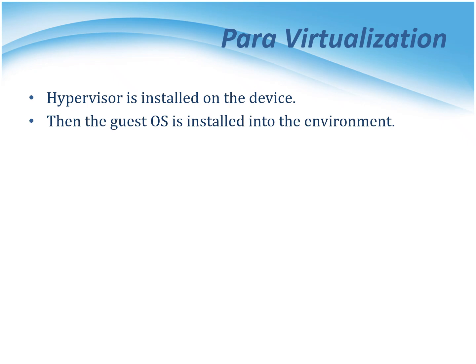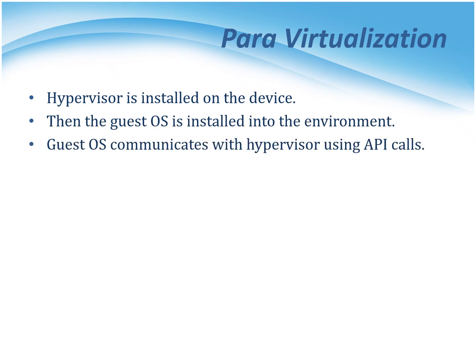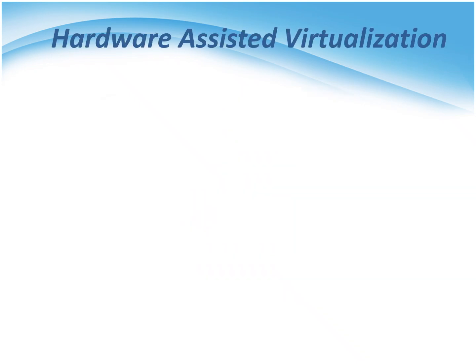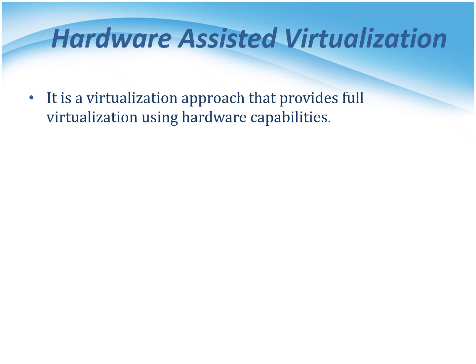Then in para virtualization, a hybrid is installed on the device, then the guest OS is installed into the environment. The guest OS communicates with the hypervisor using API calls. So this is called operating system assisted virtualization. You have the host computer system, a virtualized layer, then the guest OS. A user request comes through this virtualized layer, then goes to the host computer system, and then they get access. This is para virtualization, operating system assisted.